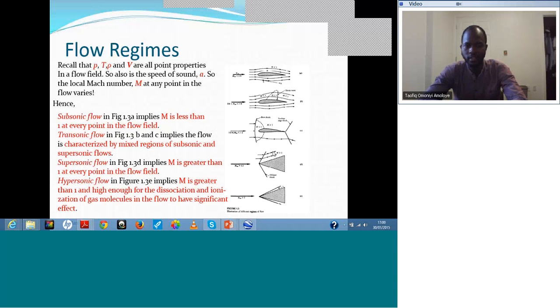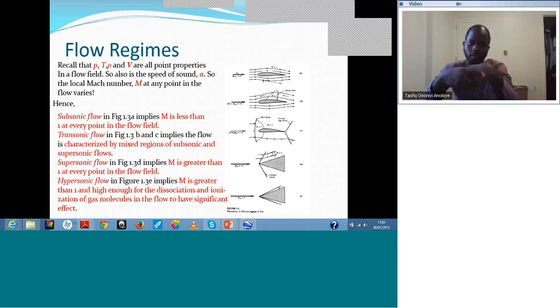By the time you start having the speed to be so great that the N2 molecules are dissociating into the individual atoms, when you are talking about the hypersonic flow, at such a point you can't make assumptions of perfect gas or isentropic flows or all that anymore. So then you have a hypersonic flow.